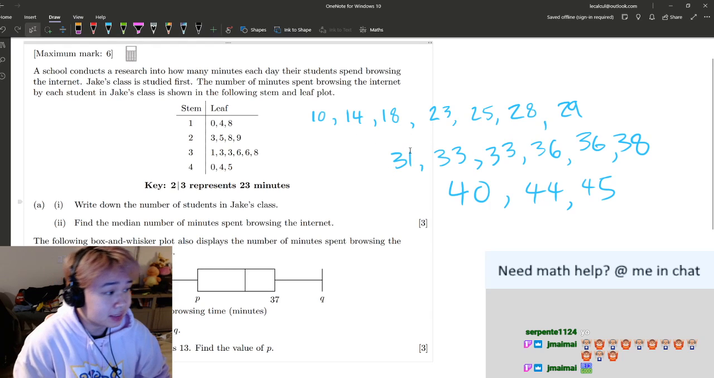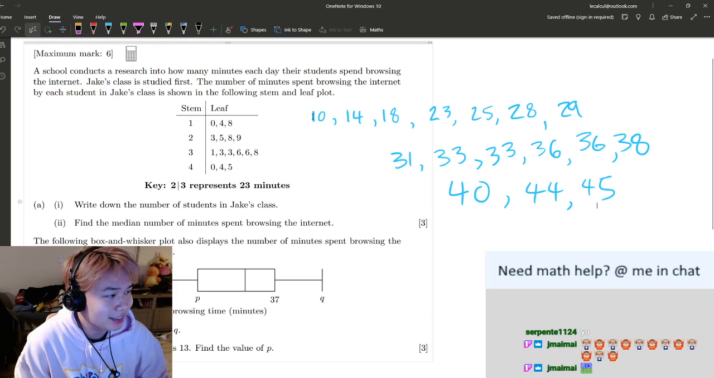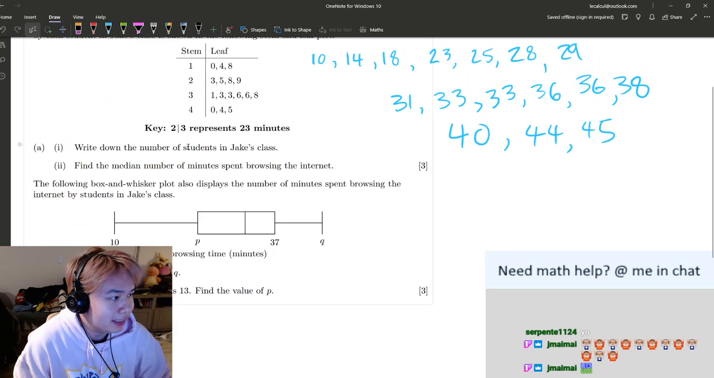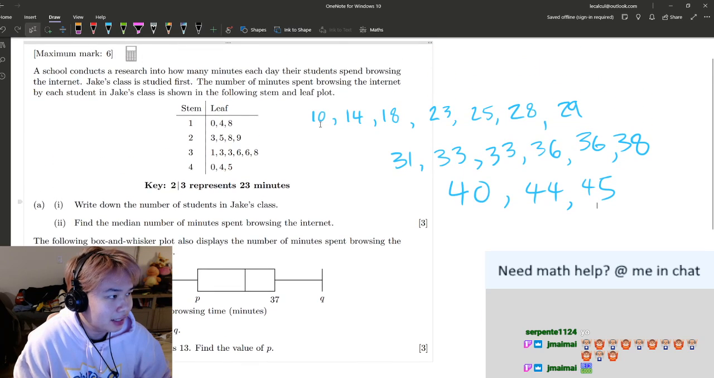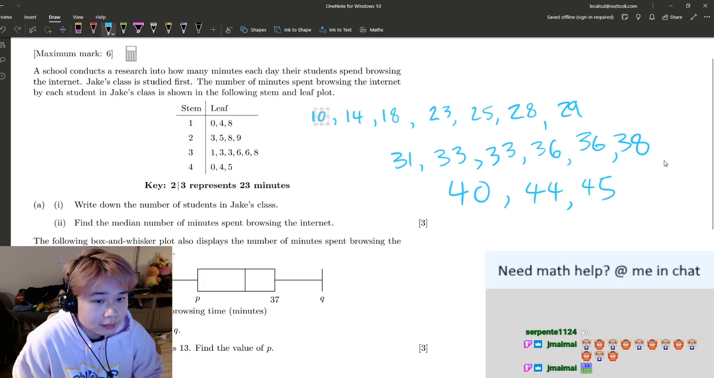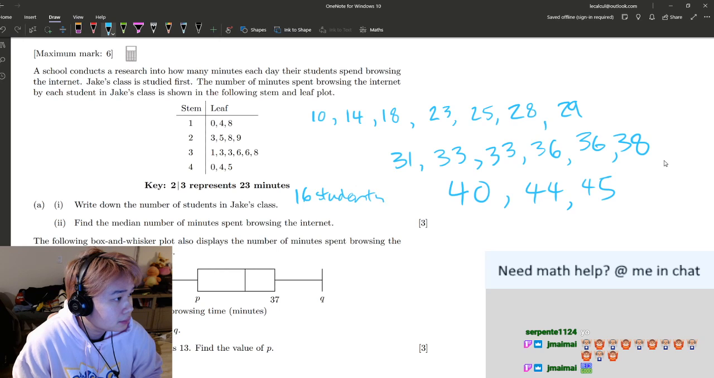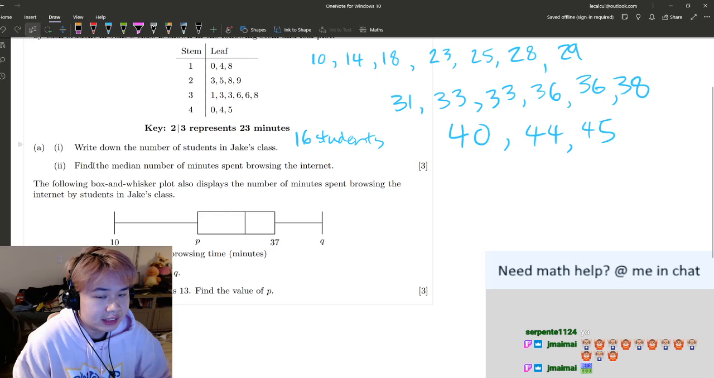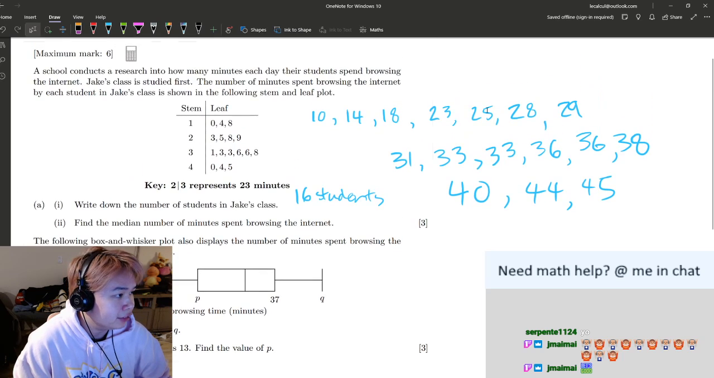Okay, completely unrealistic times. Some student only spends 10 minutes on the internet a day. But anyways, here are all the times, and what does it say? Write down the number of students in his class. Well, that's just how many entries there are. So 1, 2, 3, 4, 5, 6, 7, 8, 9, 10, 11, 12, 13, 14, 15, 16 students. And then we need to find the median number. So of course this is just the average, so we're gonna add all of these up and then divide by 16.